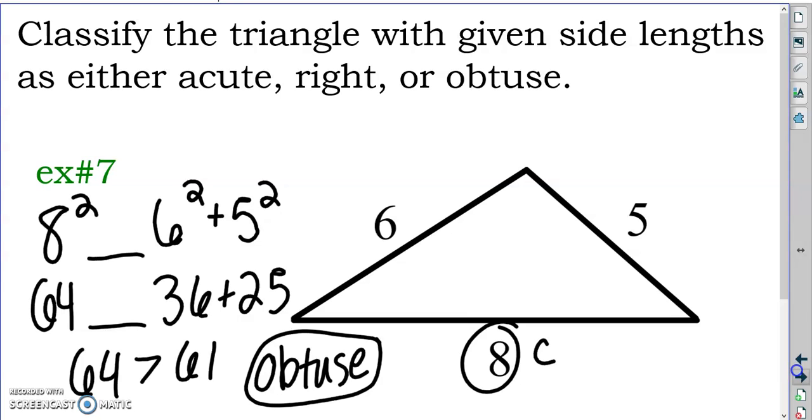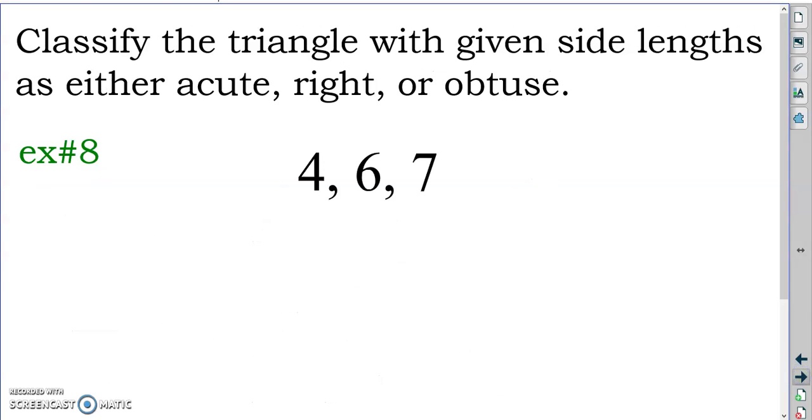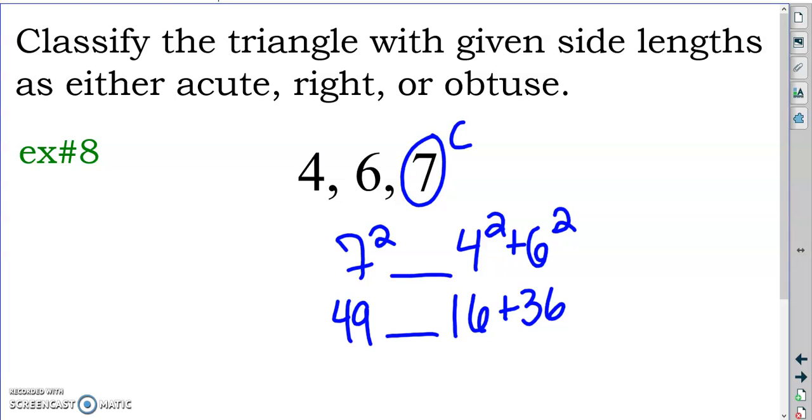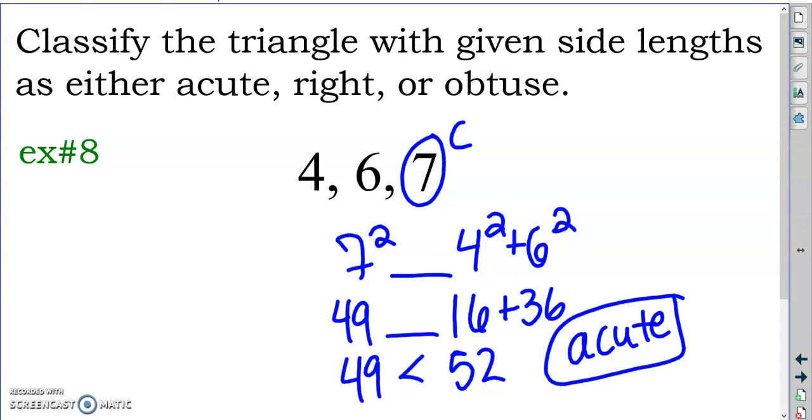Now, you might not always be given a picture, but that's okay. You still identify the longest side, which is 7, and that's our c value. So 7 squared is greater than, less than, or equal to 4 squared plus 6 squared. So 49 is what to 16 plus 36? 16 plus 36 is 52, so 49 is less than 52, which makes it an acute triangle because c squared is less than a squared plus b squared.